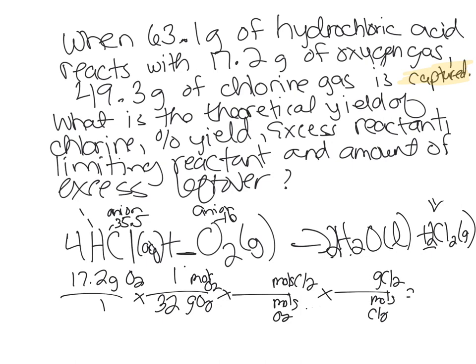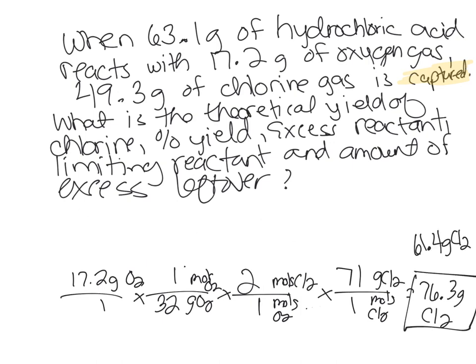Now our mole to mole. We only have 1 mole of O2, and we have 2 moles of Cl2. We now have 1 mole is 71 grams, which we did on the last problem. We're going to multiply everybody on top. So in your calculator, you're going to take 17.2 times 2 times 71 equals divided by 32. That gets me 76.3 grams of Cl2 as a possibility.